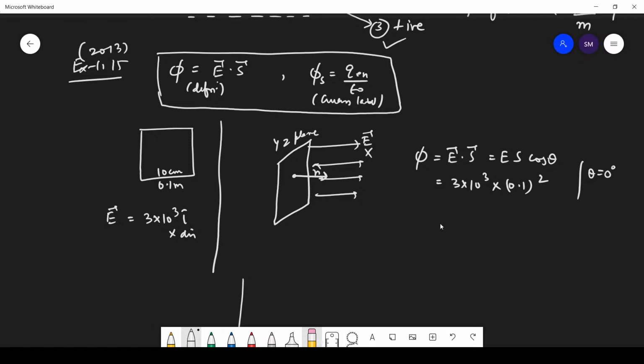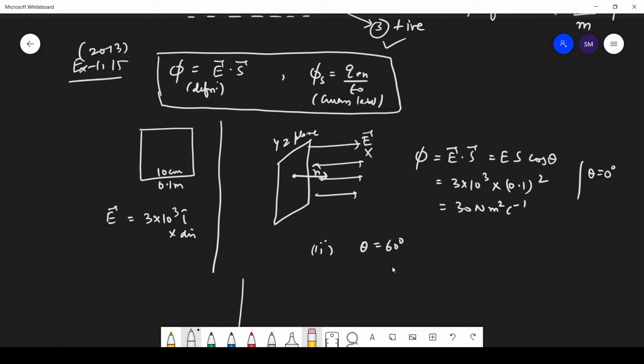So now this flux comes out to be 30 Newton meter square per Coulomb. So quite simple. Second part of this question: what is the flux through the same square if the normal to its plane makes an angle 60 degree with the x-axis?